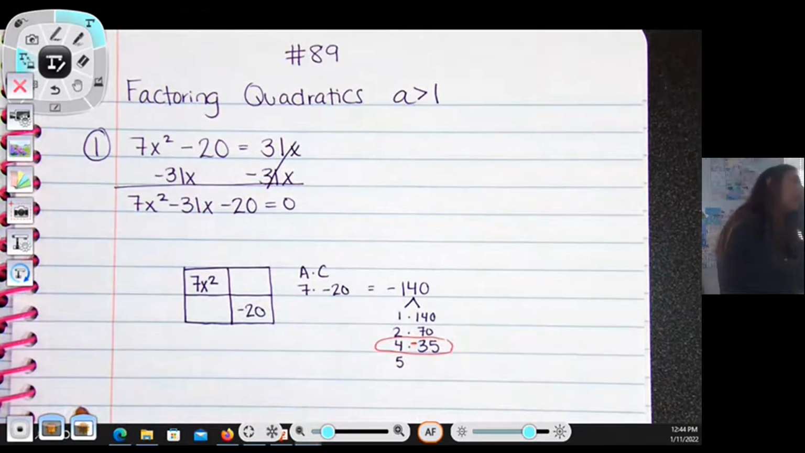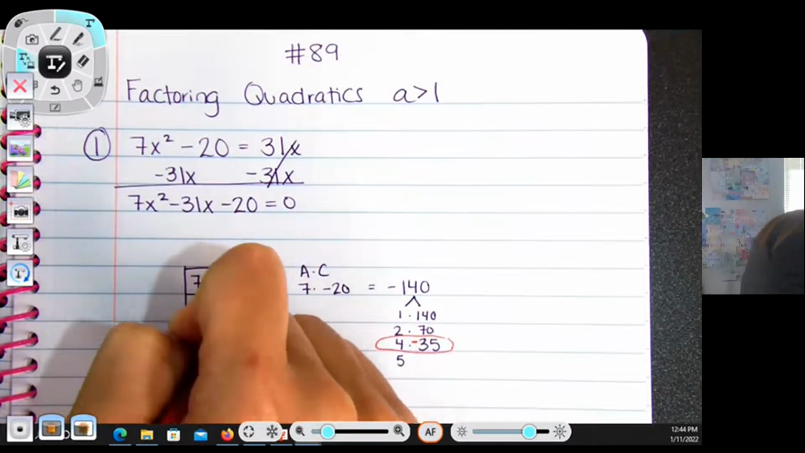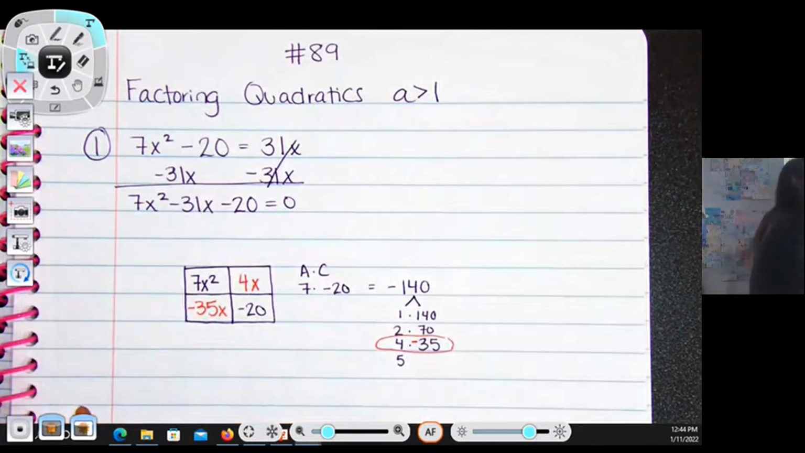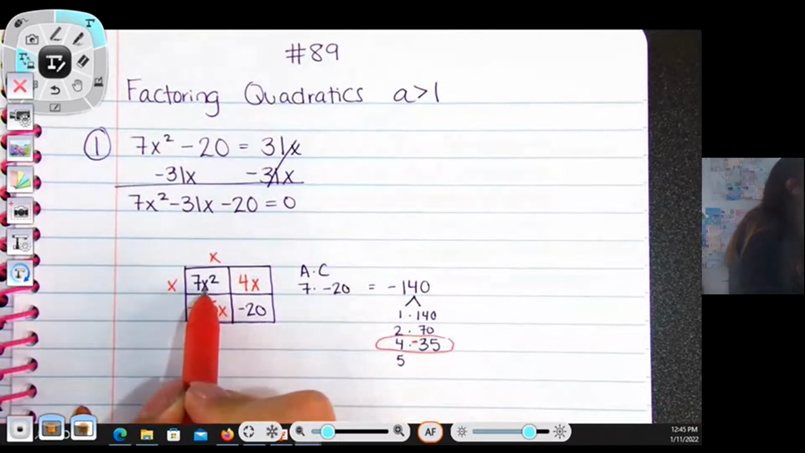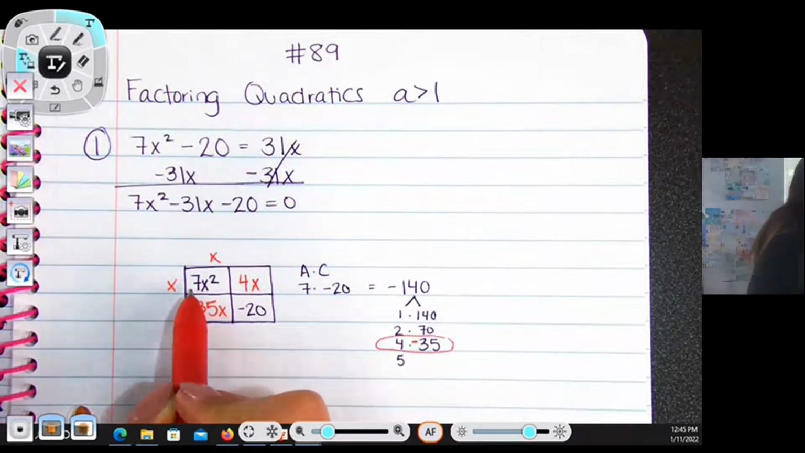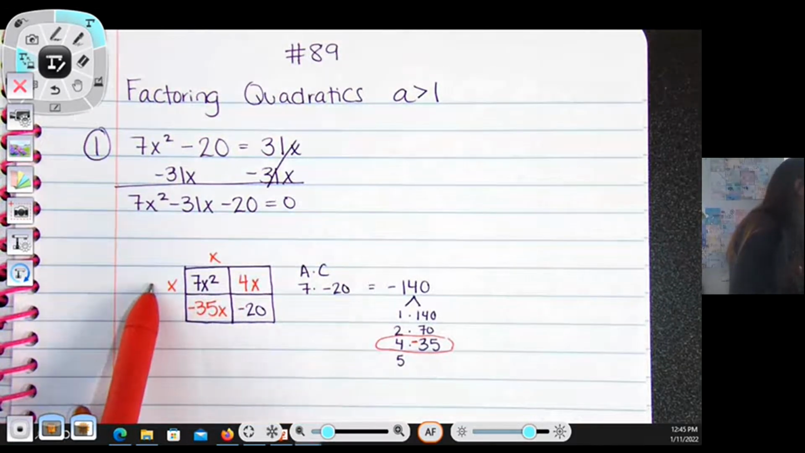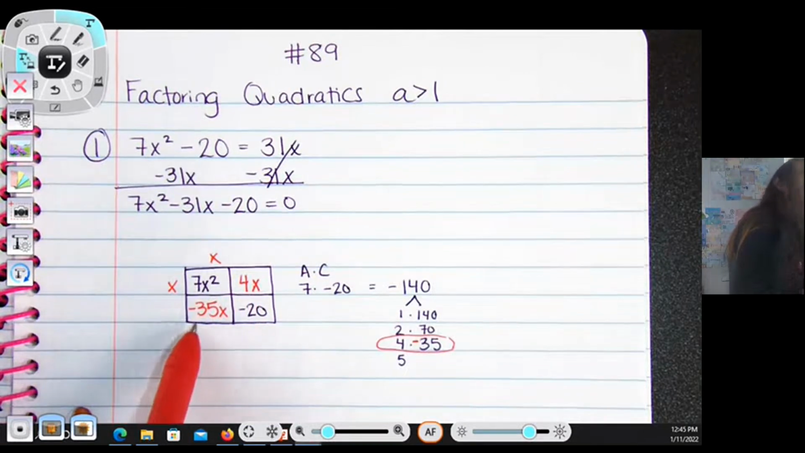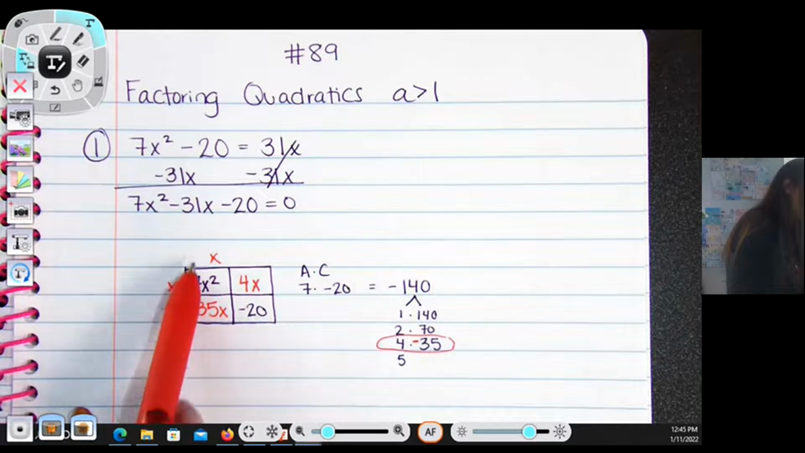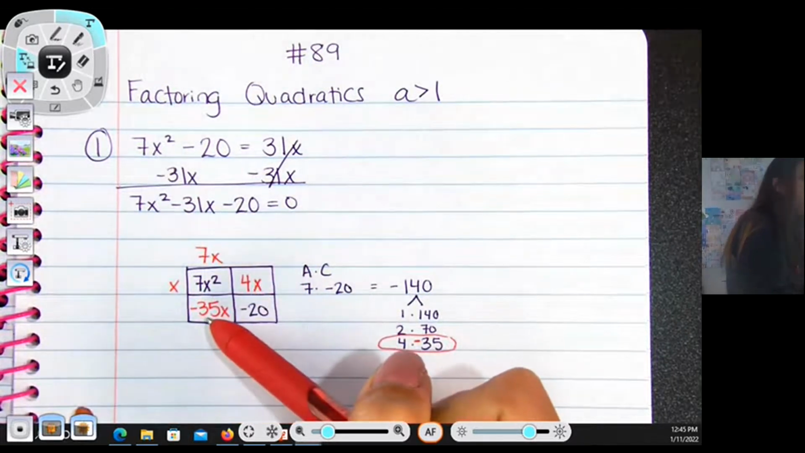So now I'm going to put those two numbers in my diagonals. I'm going to put 4x here and negative 35x over here. Now what you're doing is looking for common multipliers. We knew yesterday that there would be an x here and an x here to make x squared, but now there's also a 7. So you're thinking multiplying. Can a 7 be taken out right here? Can 7 come out of 4? No. But it can come out of 35. So it has to go along the top. So 7 can be taken out of 7. 7 can be taken out of 35.